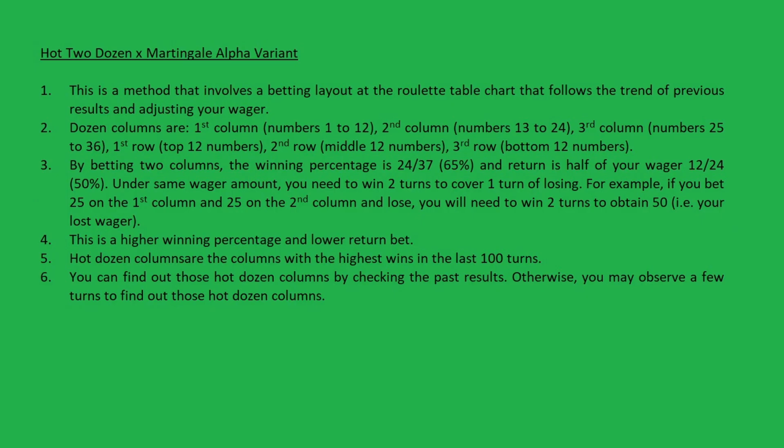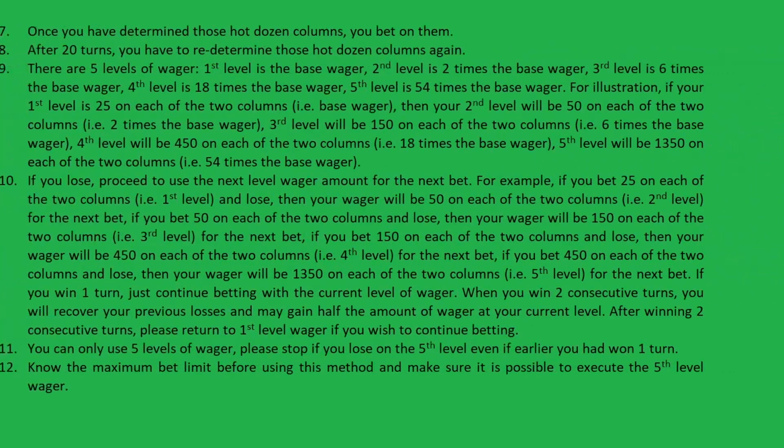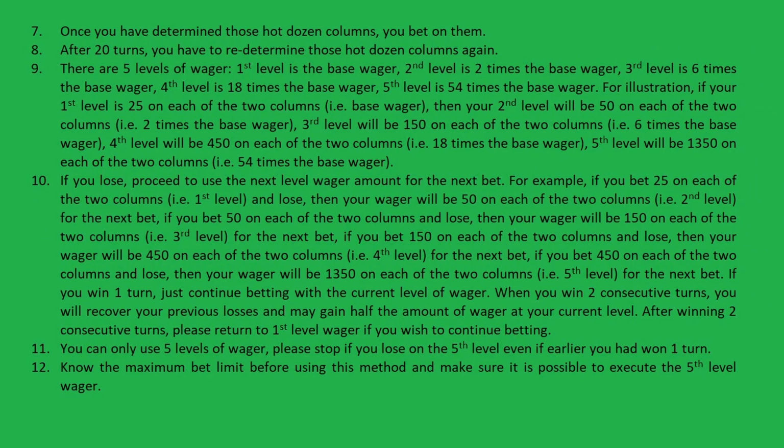5. Hot dozen columns are the columns with the highest wins in the last 100 turns. 6. You can find out those hot dozen columns by checking the past results. Otherwise, you may observe a few turns to find out those hot dozen columns. 7. Once you have determined those hot dozen columns, you bet on them. 8. After 20 turns, you have to redetermine those hot dozen columns again.